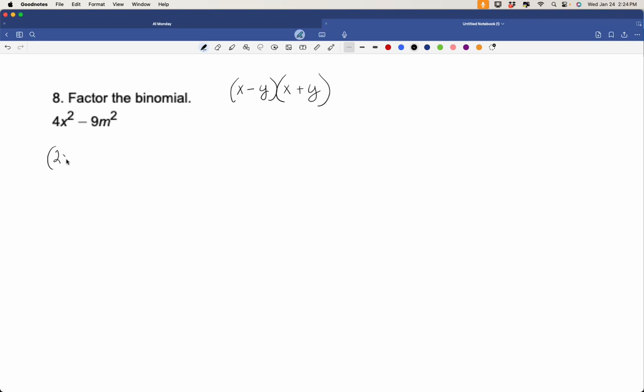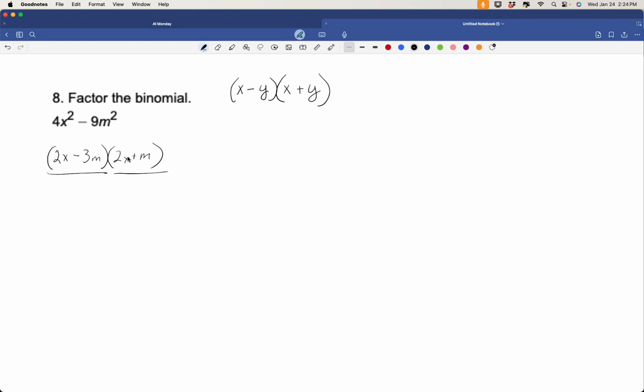Square root of x squared is x, square root of 9 is 3. Square root of m squared is m. Now you just rewrite that with a plus sign. Blank 1, blank 2. That's what you're looking for. Okay? There's a pattern.